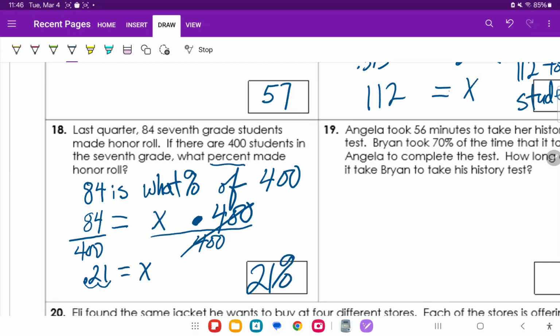All right, and we do need words, so let me redo that. So 21% made the honor roll.